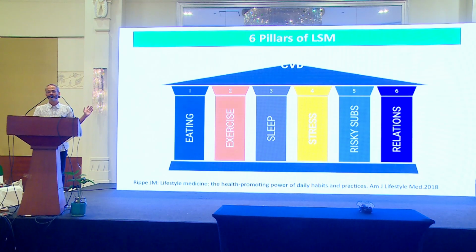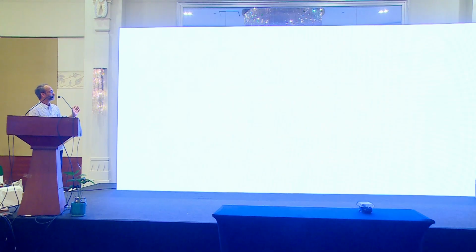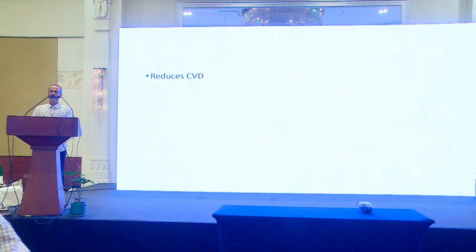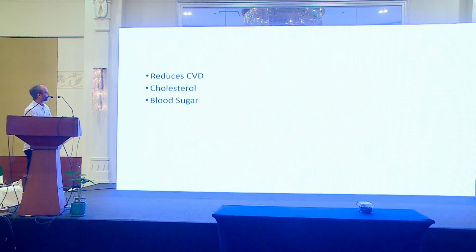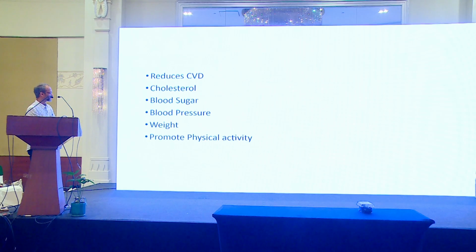People who are already into lifestyle medicine know these six pillars, and as a cardiologist, I will always be interested in reducing cardiovascular disease morbidity and mortality. So what is that thing that reduces the CVD? What is that one thing that reduces the cholesterol? What is that one thing that reduces sugar and blood pressure? What is that one thing that reduces weight as well as promotes physical activity, good mood and sleep?